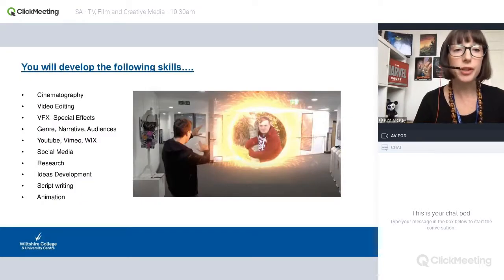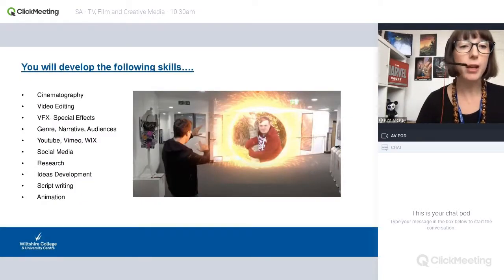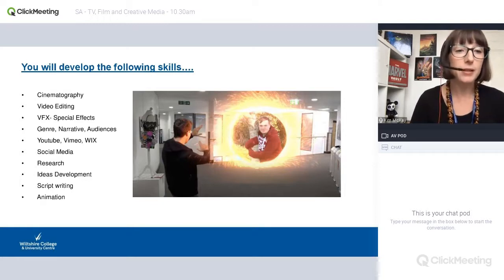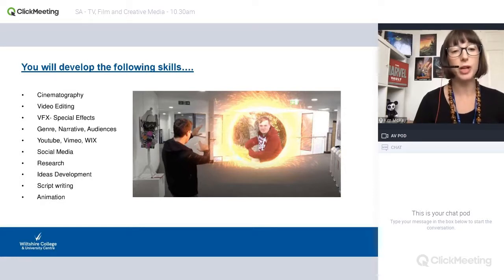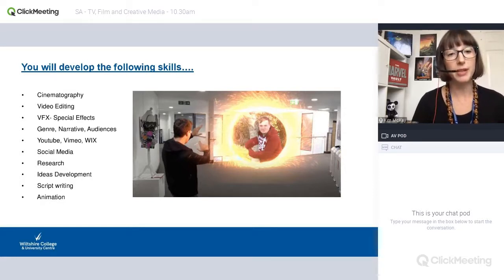So some of the skills that you'll be looking at with us: cinematography, video editing, special effects. We do a lot of discussion around genre, narrative and audiences. That's the crux of understanding what it is you're going to be producing, to make it as best you can.